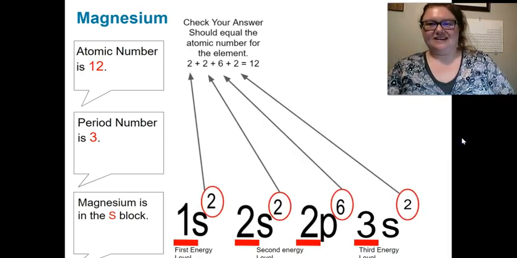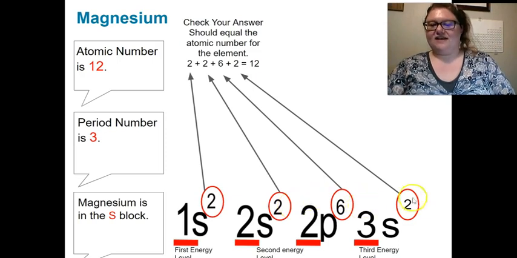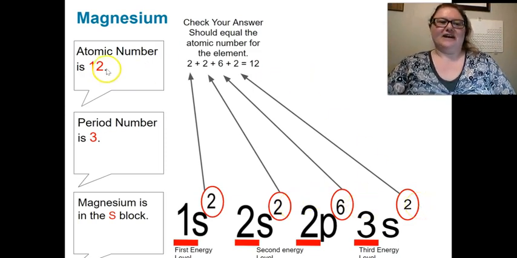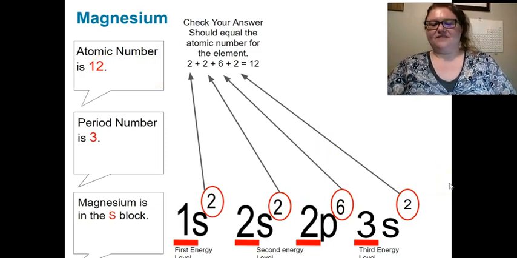What should we be able to see? Looking at all of the superscripts, we should be able to add them and get the atomic number. So 2 plus 2 is 4, plus 6 is 10, plus 2 is 12, magnesium's atomic number. This is the configuration for magnesium.